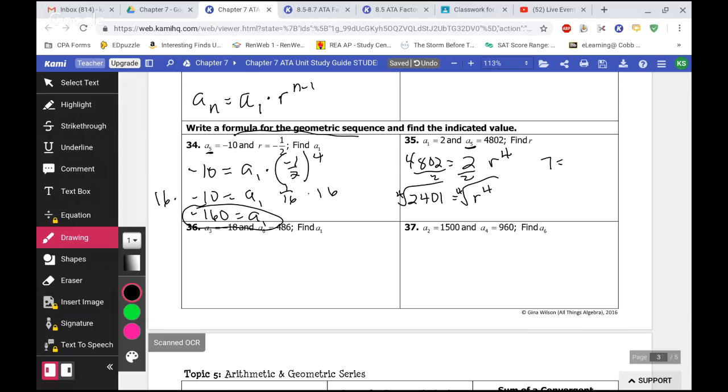So 7 equals R. Now, because it says to write the formula, we're just going to go back in and do A sub n equals, we know what A1 is, 2 times 7 to the n minus 1. Isn't geometric wonderful?